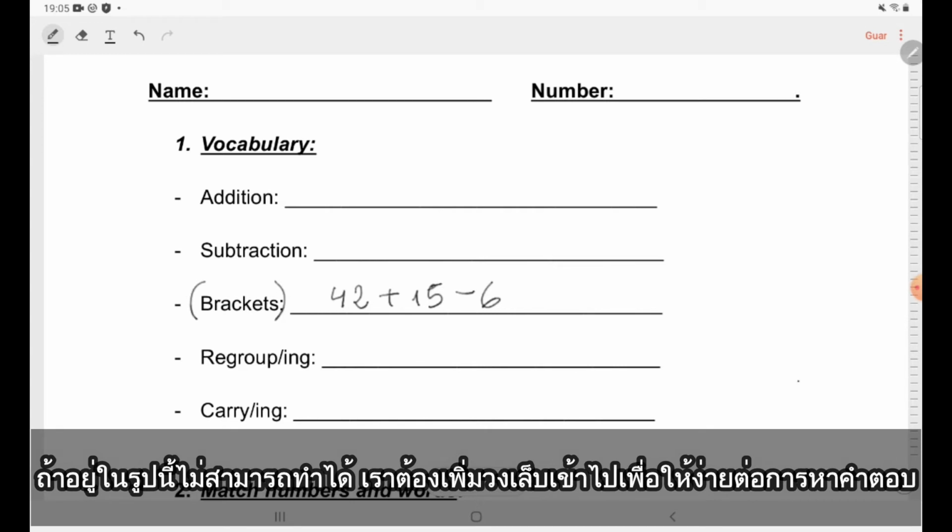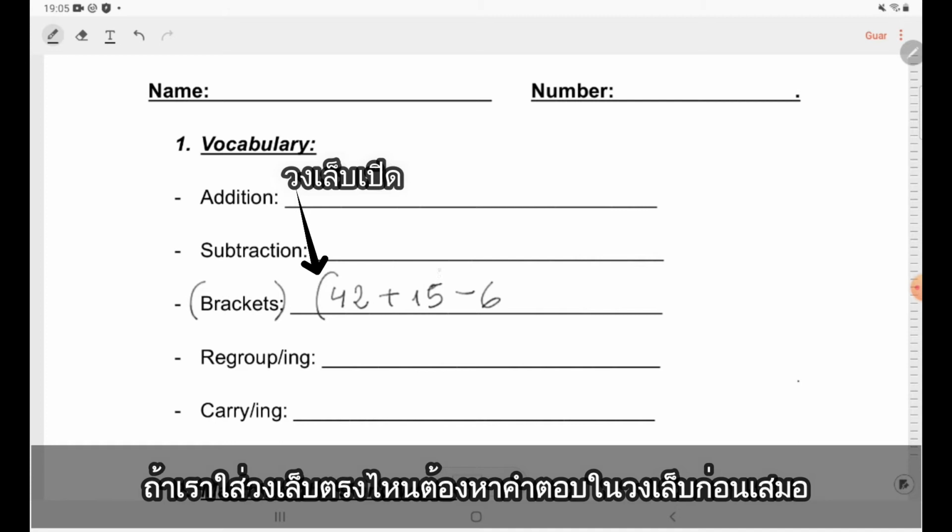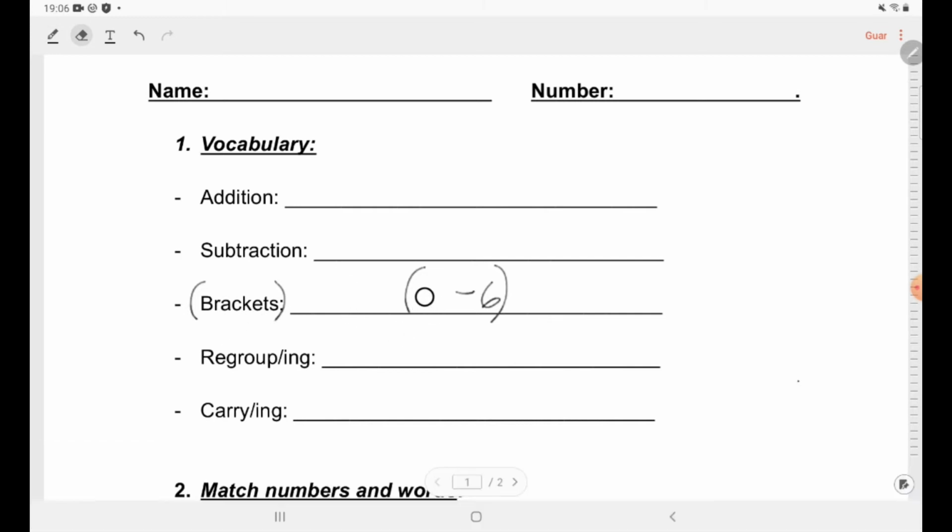This is brackets. We use an open bracket and a closed bracket in any operation we want. We can do it here, or even if you prefer, you can do it here, but we need to use brackets. Do you know how you call these in Thai? Yes, I know you know. So you write it here, over this line.